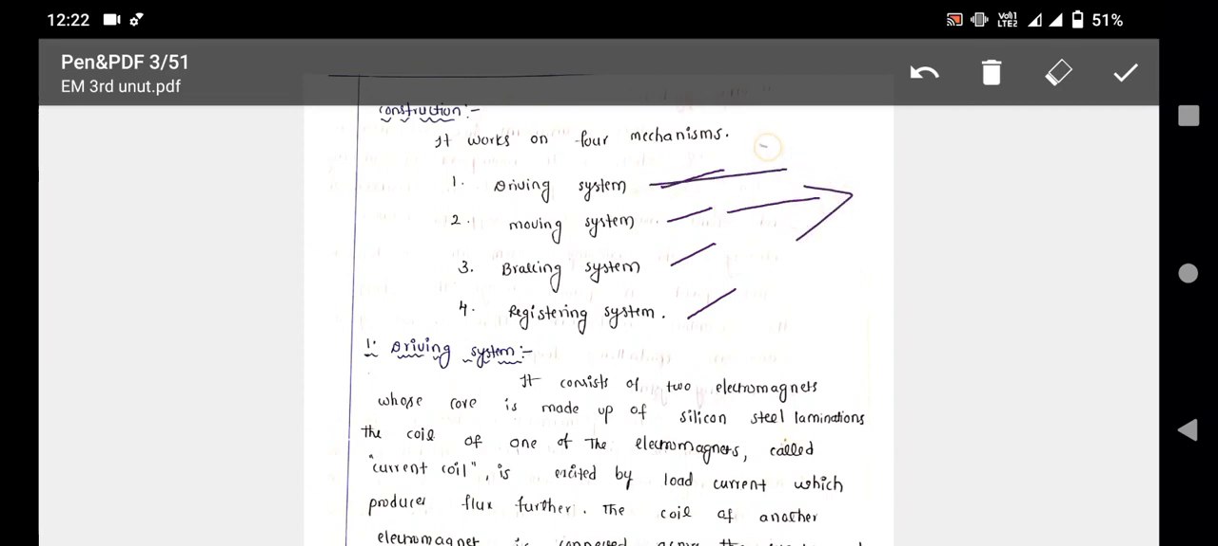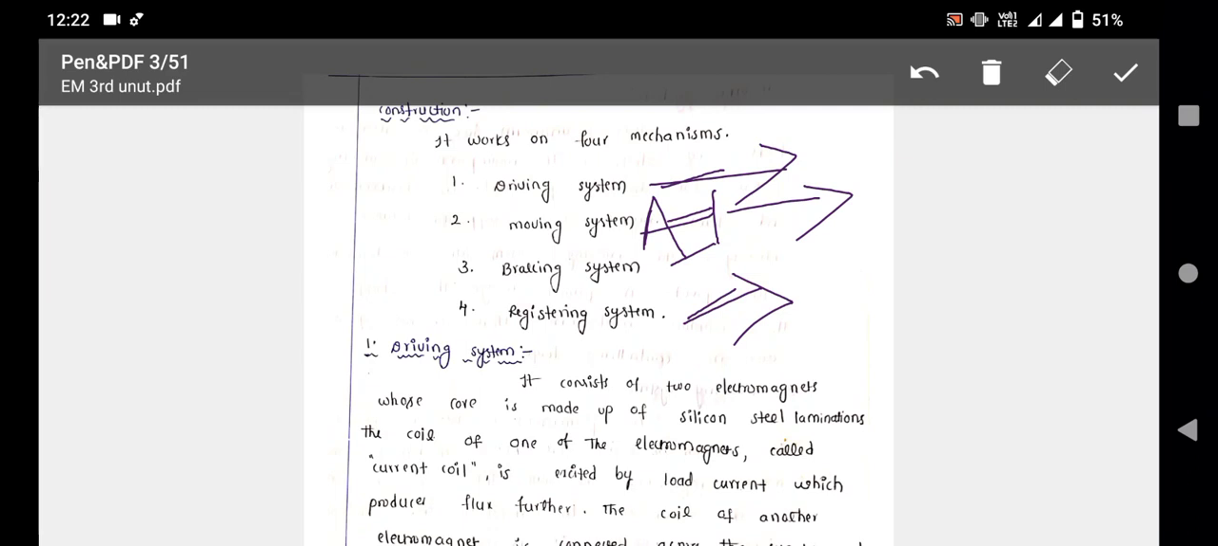Because the driving system is mainly shunt and series magnets. Two magnets interaction, two fluxes interaction gives another resultant flux. That resultant flux rotates the aluminum disc. The moving system comes under aluminum disc is the moving system. Braking system is brake magnet. And registering system, in analog type induction type energy meter, a gear mechanism is attached to the spindle.